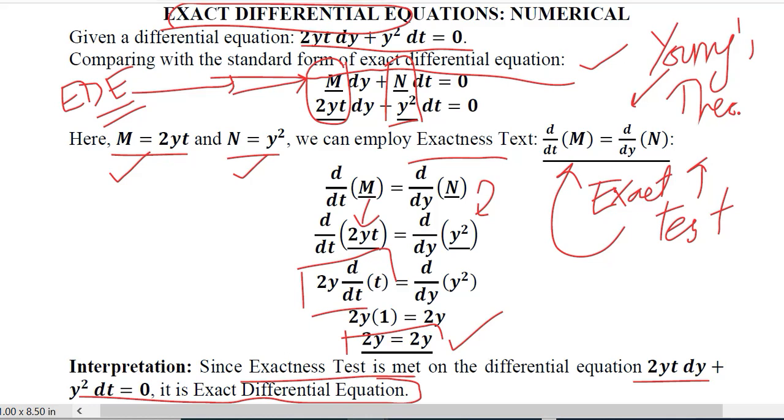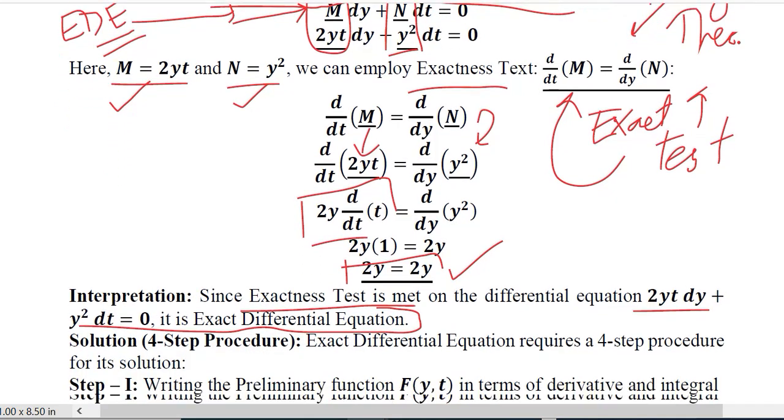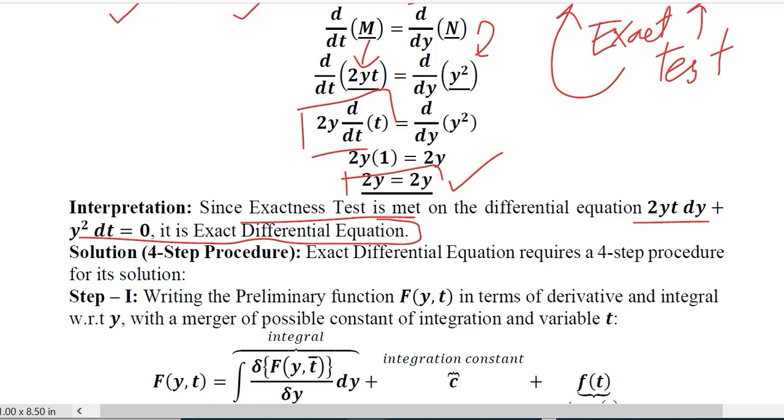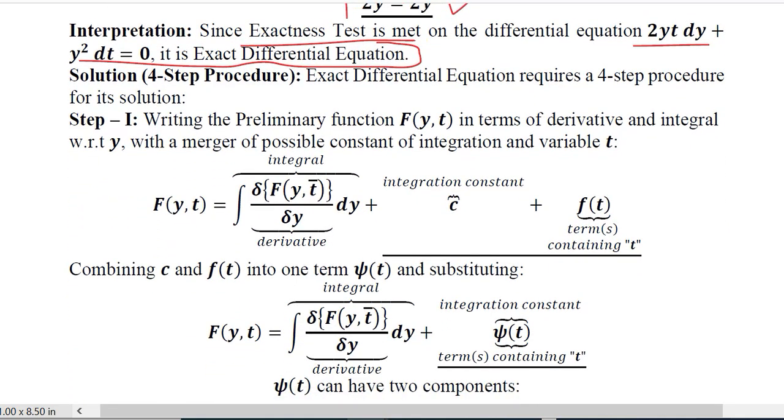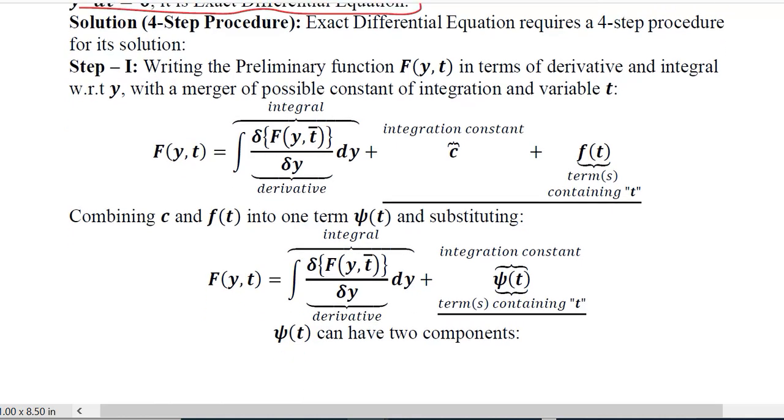In the last video, we developed the test of exact differential equations, and we numerically tested it as well. And we found that this given differential equation was an exact differential equation. So in this video, we will learn about solving this differential equation, and there is a set of 4 steps that is followed in solving an exact differential equation.